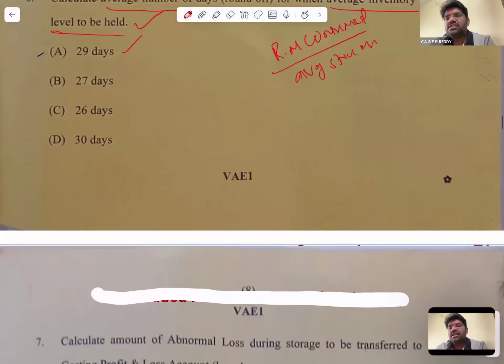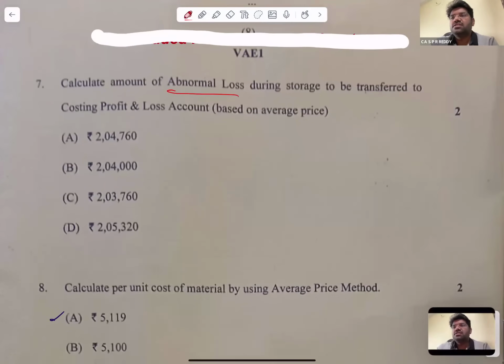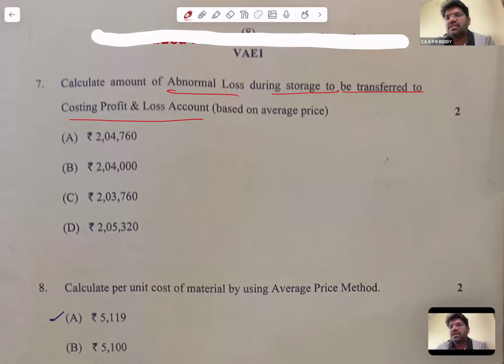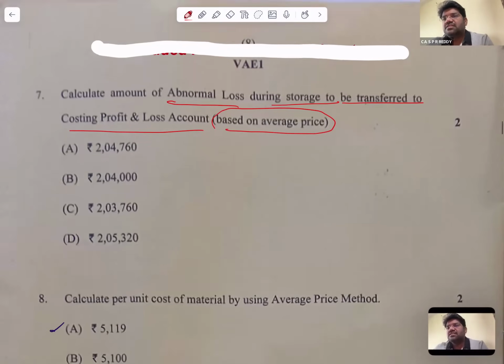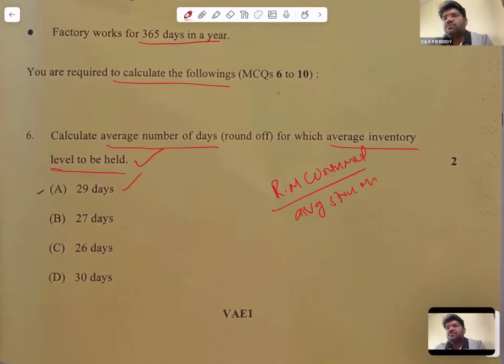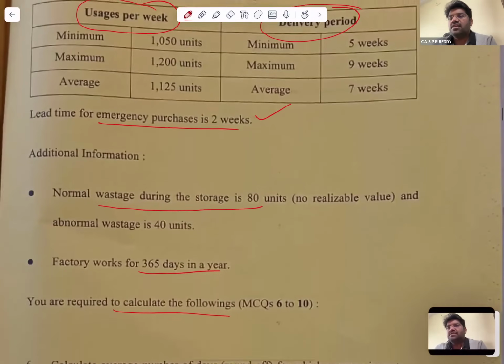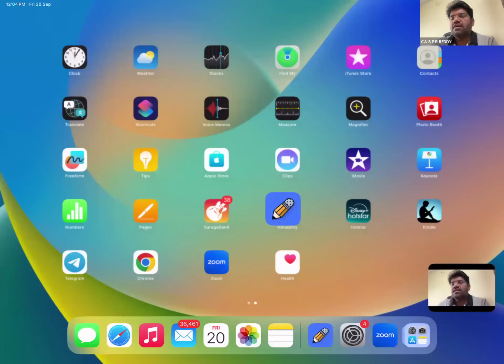Then the next question is, calculate the abnormal loss during the storage to be transferred to costing P&L. We all know that abnormal loss will be charged to costing P&L. Here, a specific requirement is given. It should be valued based on average price. How do you get average? Average means simple average here. So we have both opening as well as purchase quantity.